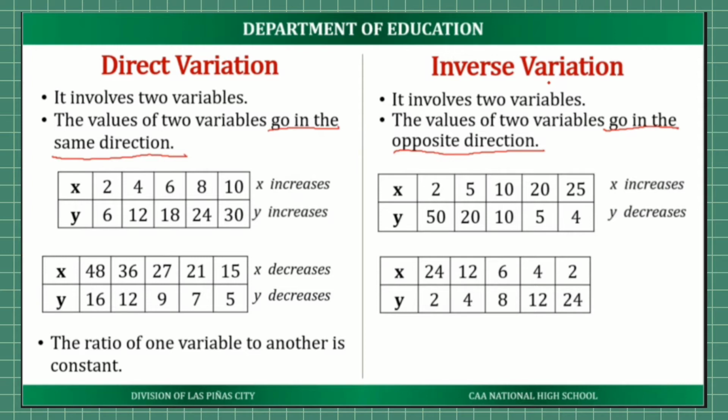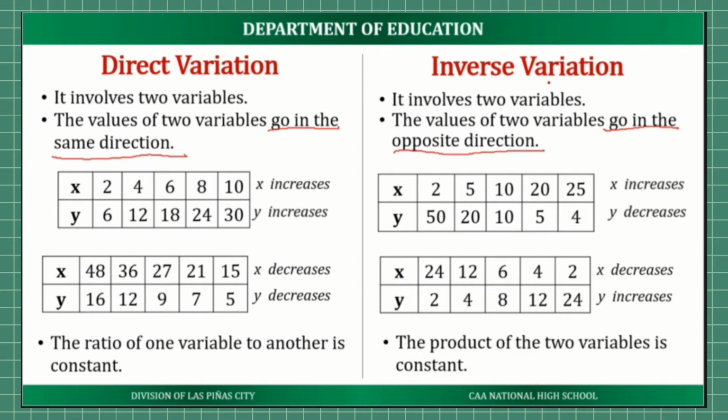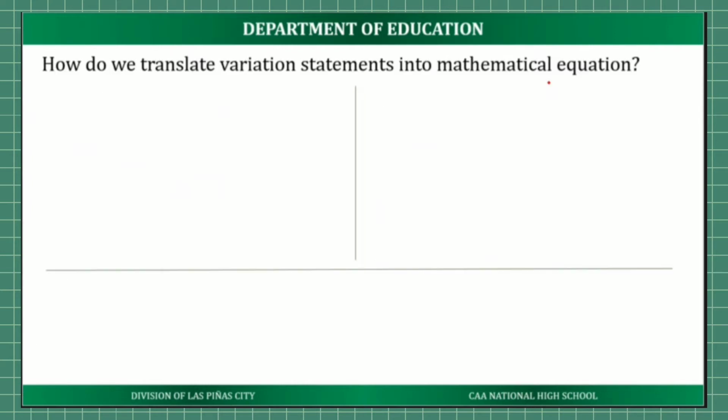So, let's have another example. Values of x here are 24, 12, 6, 4, and 2. And then the values of y here are 2, 4, 8, 12, and 24. So, here, as the values of x decrease, the values of y increase. So, again, magkaiba sila ng direction. So, the product of two variables is the constant.